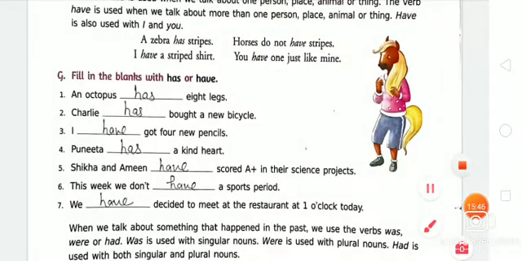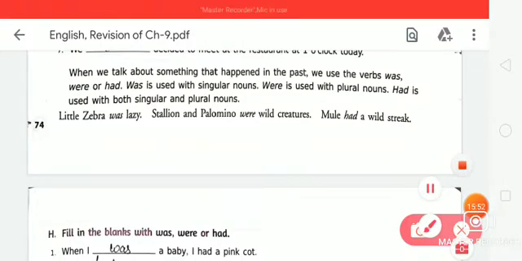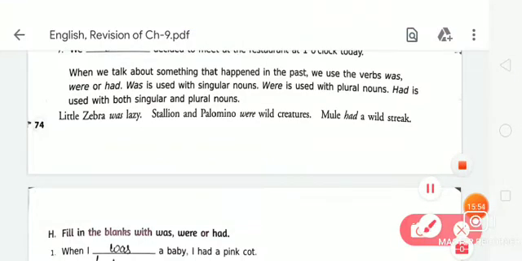Okay student, so just like this you have to complete this given exercise G. Now the next, that is exercise H. In exercise H we will fill in the blanks with was, were or had. Okay student, here we will use the helping verbs was, were or had. So firstly we will learn this given information about how we use was, were or had.